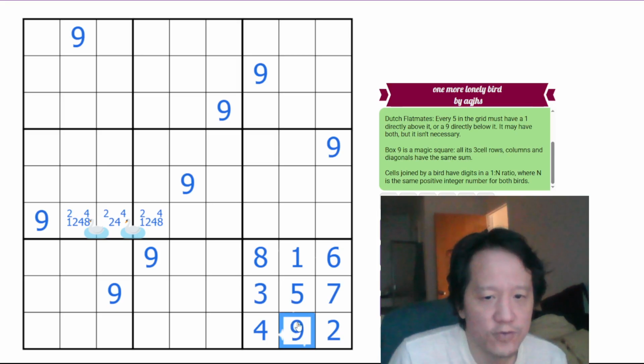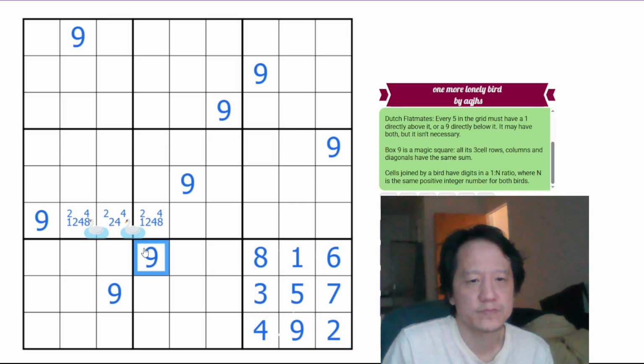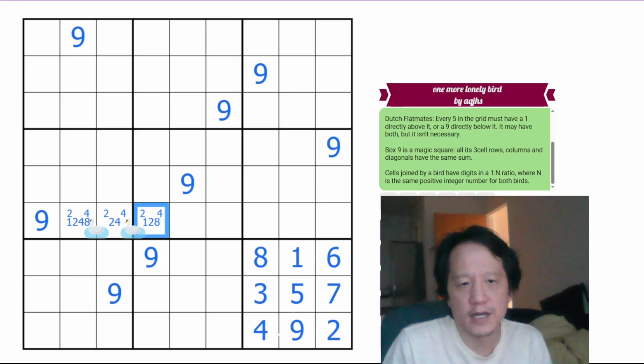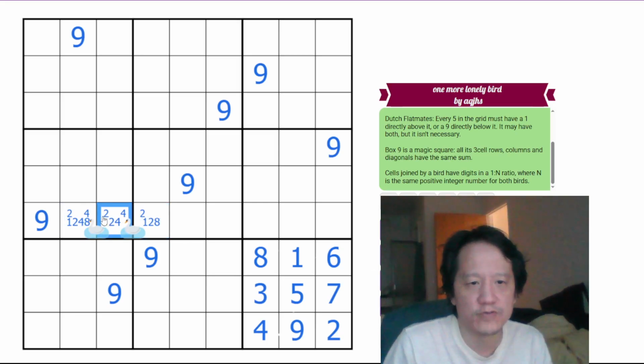So this is 9 for 9. That's fine. This cannot be 4 anymore, because if this is 4, that would say 5 has to be in that position in box 4, and we already have a 9 there. So this cannot be 4. We know 4 has to be one of these two. So 5 can either be in 1, 2, or 8. That's fine.